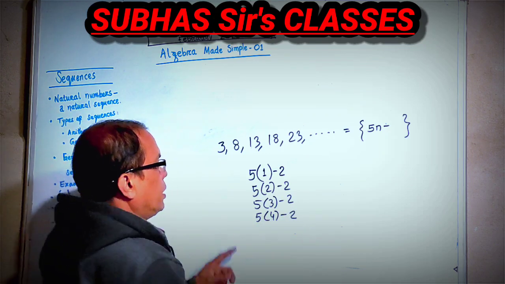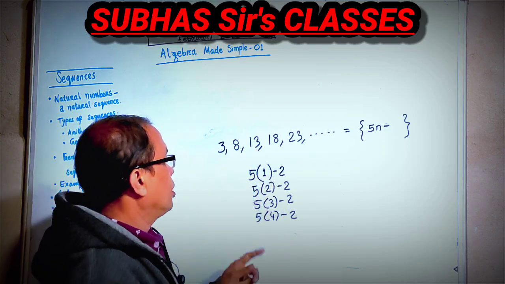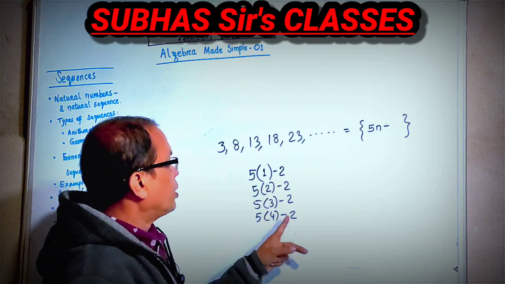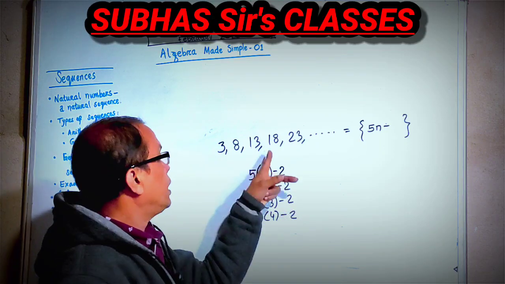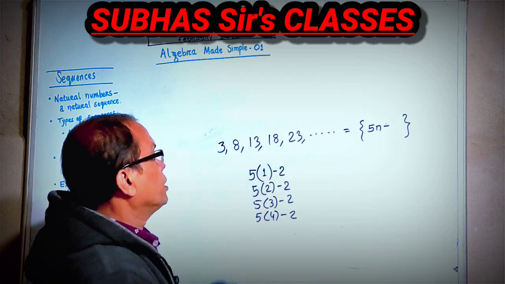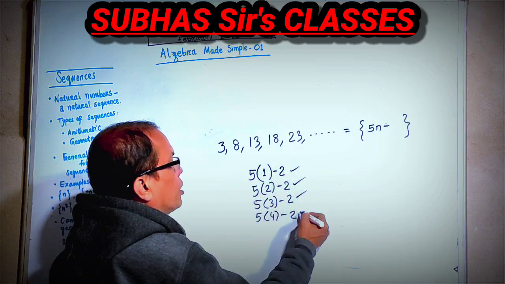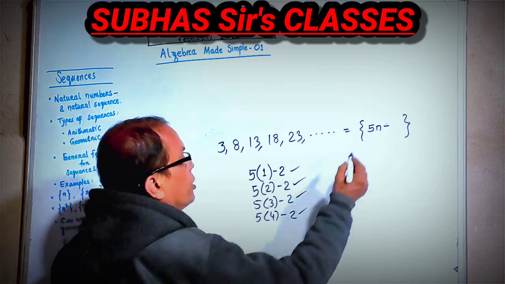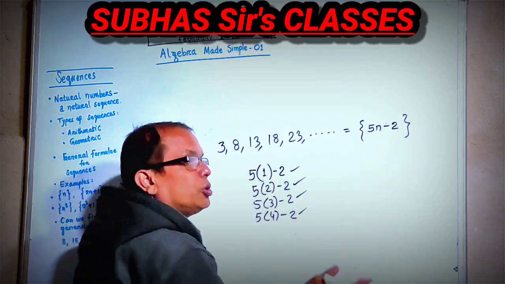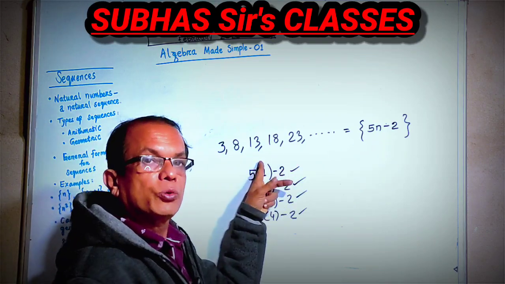Are they? 5 into 3 minus 2 is 15 minus 2, so 13. 5 into 4 minus 2, 20 minus 2, it is 18. Next is 5 into 5 minus 2, or 25 minus 2, 23. So you can find they are true, for the first term, second term, third term, fourth term. So this must be 5n minus 2. This is the trick by which we find the general formula behind a sequence.